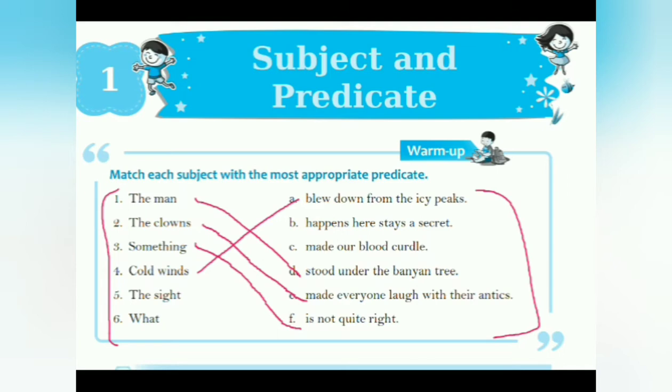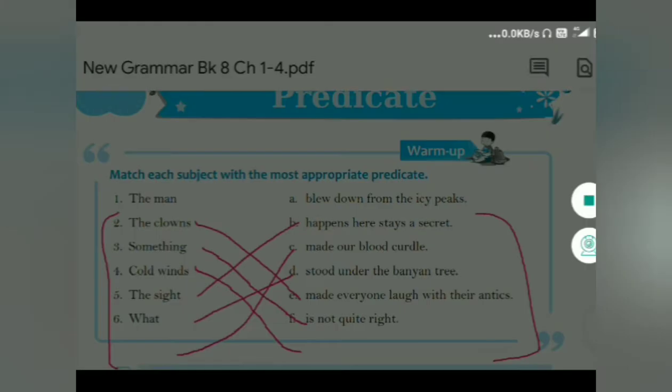The fifth subject is the sight. The sight made our blood curdle. And the sixth and the last subject is what. It would go with the B. What happens here stays a secret. Alright, in this way we have matched all the subjects with the appropriate predicates and it has become a proper sentence.